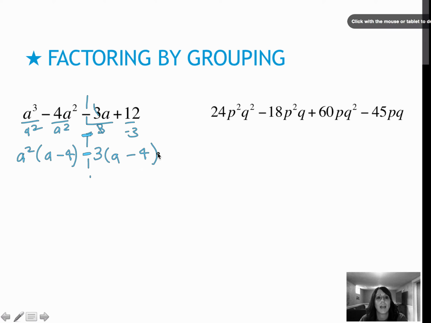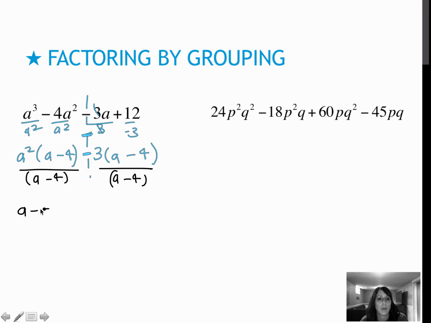Again, I appear to have a common factor of a minus 4, so I'm going to divide this by a minus 4, and I'm going to divide this by a minus 4. I'm going to put that a minus 4 out front because that's my common factor. And I'm left with a squared minus 3.